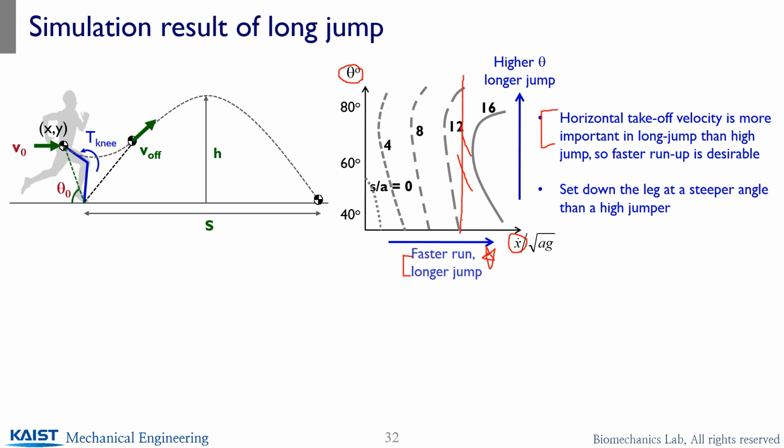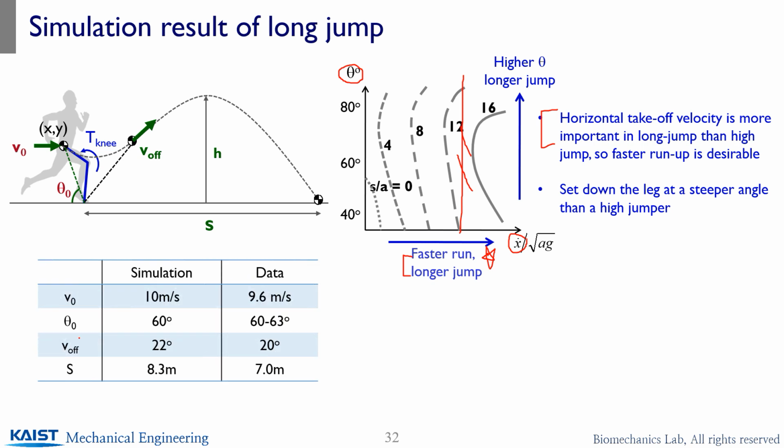You have a slightly higher angle, but the effect of change of theta on the distance is a lot less compared to the high jump. And the optimized results for the maximum long jump turn out to be pretty much similar speed and angle, the theta here, pretty similar to the data, surprisingly, right?